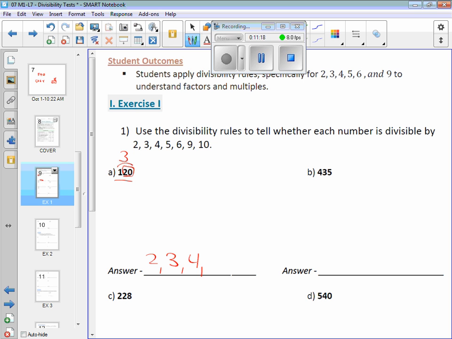What about 5? It ends in a 0. What about 6? Automatic. If it works for 2 and 3, it works for 6. What about 9? Be careful. No, 9 cannot go into 3. Don't reverse it. Don't say to yourself, oh, 3 goes into 9. 9 goes into 3. It can't. No for 9. And for 10? Yes. Done. Let's do one more.